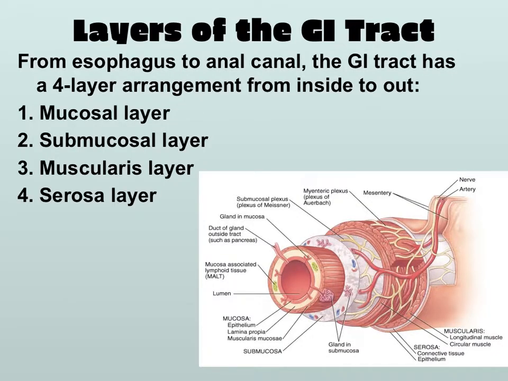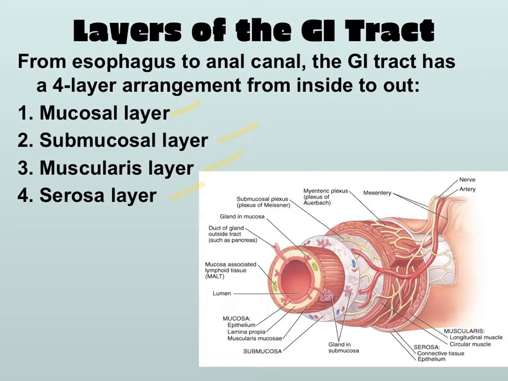Like many things in the body, the GI tract is composed of many layers of different cell structures and tissues. And from the esophagus to the anal canal, it's a 4-layer arrangement from inside out, which we can think of as lumen outward, goes like this. The mucosal layer, the submucosal, which is really more out than under. I know sub we relate to as under. The muscularis and the serosa.